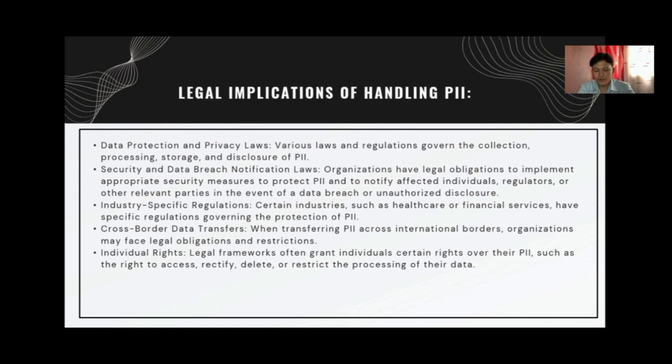So it is essential for organizations and individuals to understand and comply with these ethical and legal implications. By doing so, we protect privacy, build trust, mitigate legal risks, and ensure the responsible handling of sensitive personal information. Remember, being informed about the ethical and legal dimensions of handling personally identifiable information is crucial in today's data-driven world. Ethical decisions respect the lawful and responsible handling of personal information.